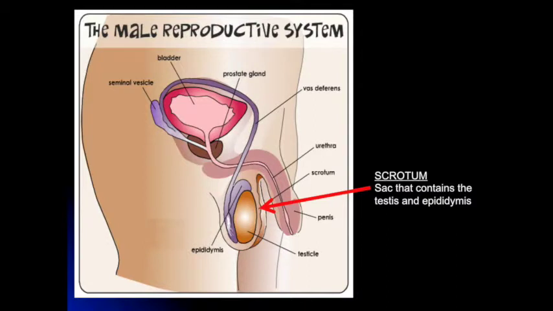So the first part of the male reproductive system would be the scrotum. The scrotum is the sac that contains your testes and your epididymis. It's like a bag right under your penis. So in your workbook, write down number 1, scrotum, and copy the function of the scrotum.